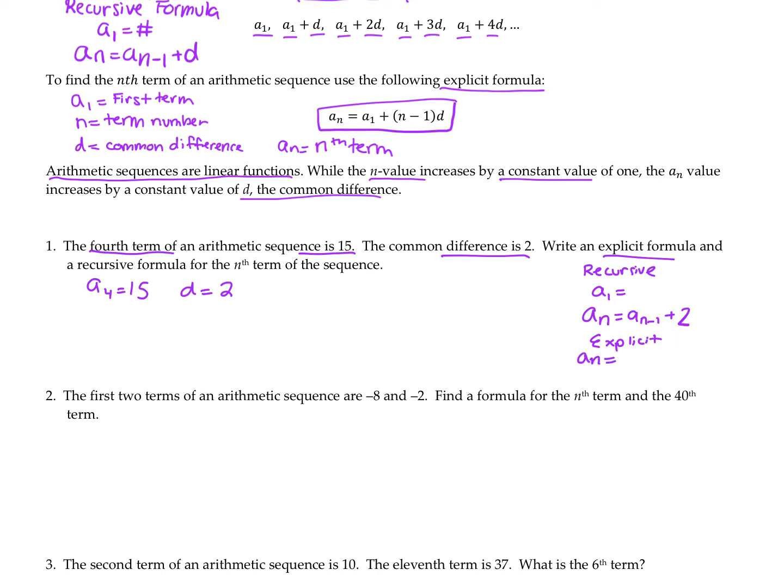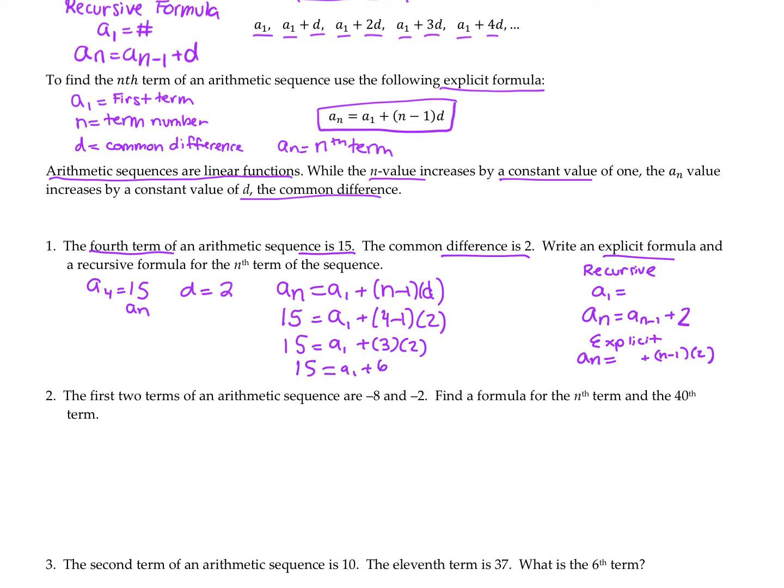If I'm going to write the explicit formula, I would need to know what A1 is, and then n would stay in the formula, and I know my common difference is 2. So I'm going to use this formula, and I'm going to solve for the first term. I'm going to plug in 15 for An, I'm going to solve for A1, and then I'm going to put 4 in for n and 2 in for d. So since I know all these pieces except the first term, I can see that my first term is 9.